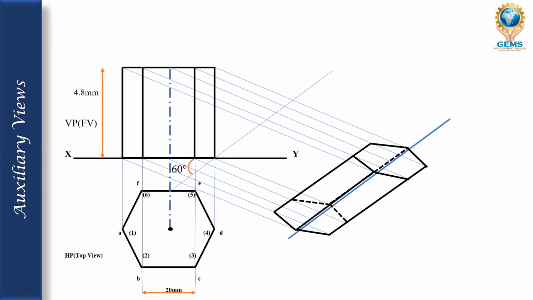Now if you see, this is a complete 60 degree auxiliary inclined plane. Got it? So the drawing is finished, and you can get an idea from this drawing.